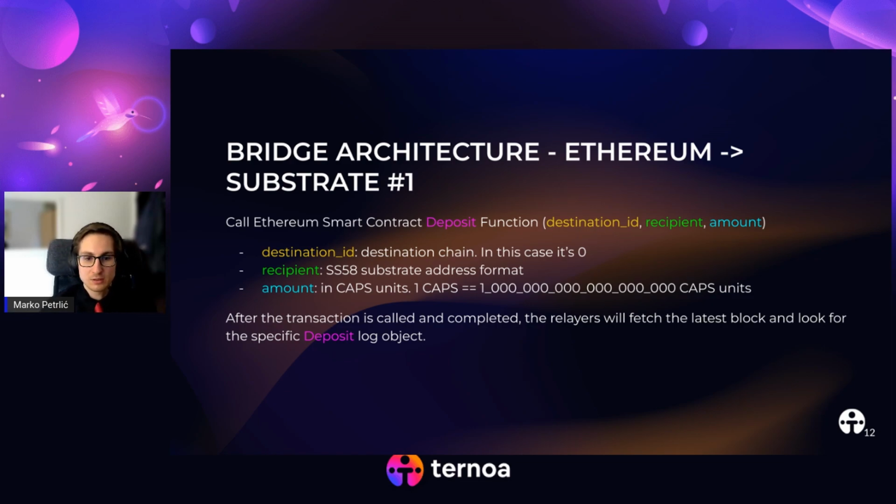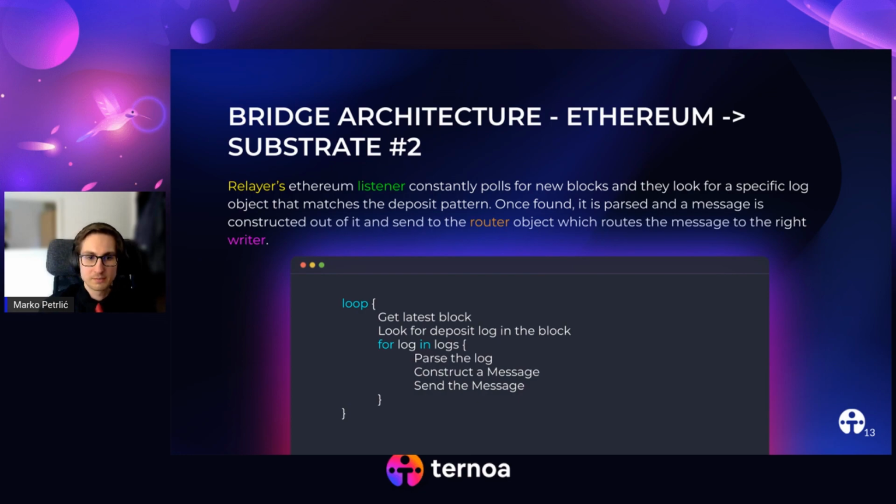After the extrinsic is called and completed, the relayers will fetch the latest block and look for the specific deposit log object. Now, relayers, especially Ethereum relayers, they listen constantly and pull all the latest blocks from the Ethereum side, and they look for a specific log object that matches the deposit pattern. Once found, it will parse the log, it will construct a message out of it, and it will send it to the router object, which routes the message to the right writer.